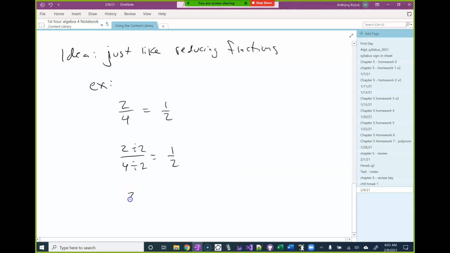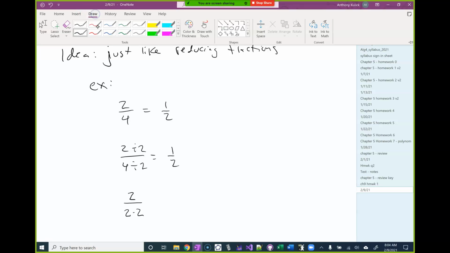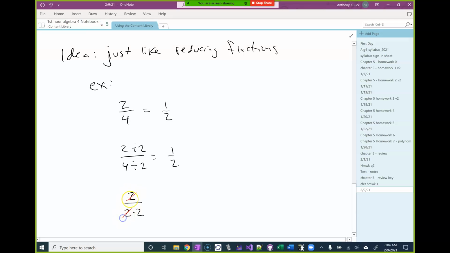So there's another way for us to think about reducing. Another way to think about it is a prime factorization, right? So 2 is prime already, but 4 I can write as 2 times 2. And then I can reduce to get to 1/2 that way, right? Do you guys remember learning about reducing fractions that way? That's the way that's going to be more useful to us when we start talking about rational expressions.